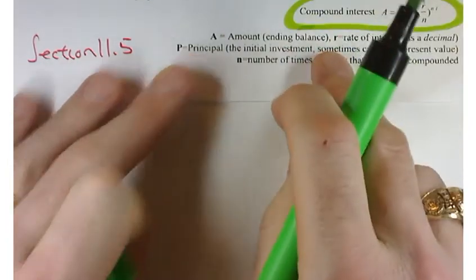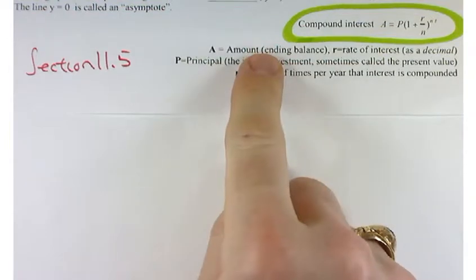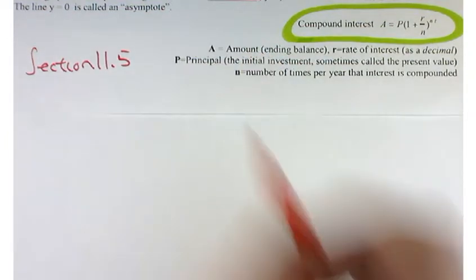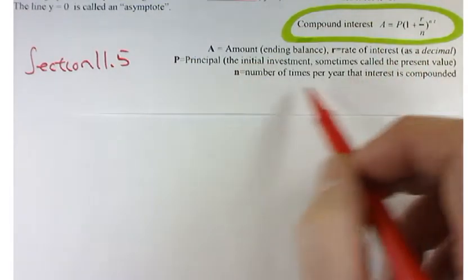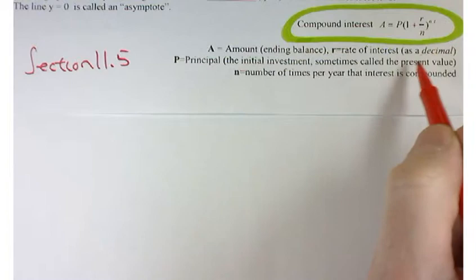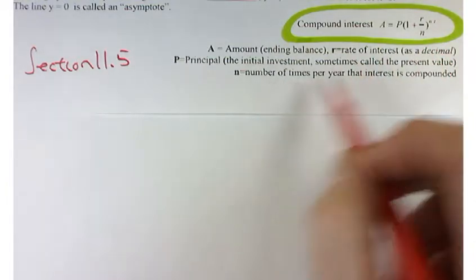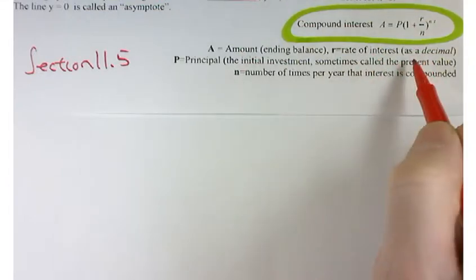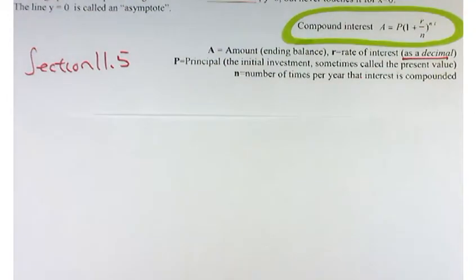Here's your compound interest formula. A is your ending balance. That's how much you get after investing an amount P, your principal, for so many years at a compounding rate of n times per year and an interest rate of r. Now the important thing about this is that you have to express r as a decimal.